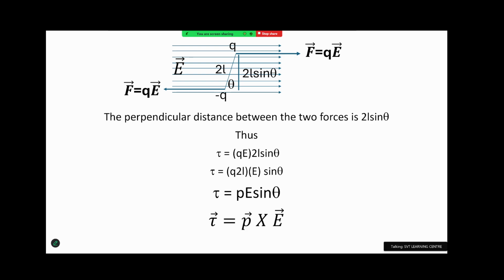So in today's lecture we have seen about the electrical dipole. In the next lecture in electrostatics we will look at continuous charge distribution and the electrical field arising due to that.